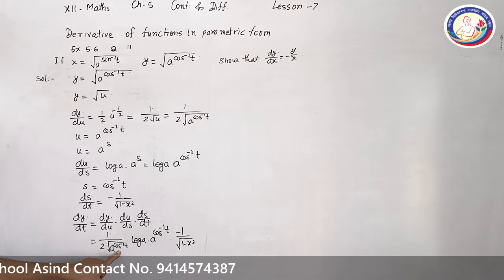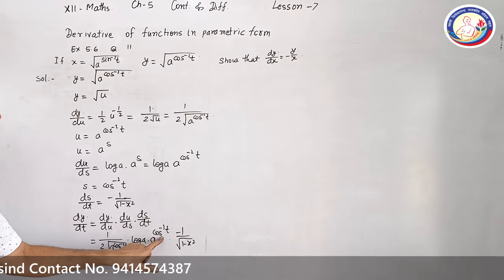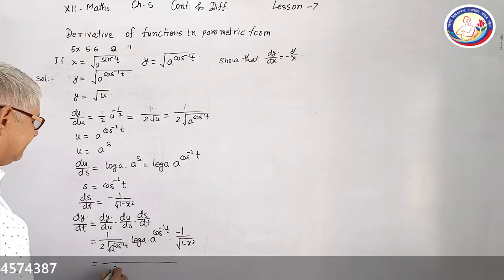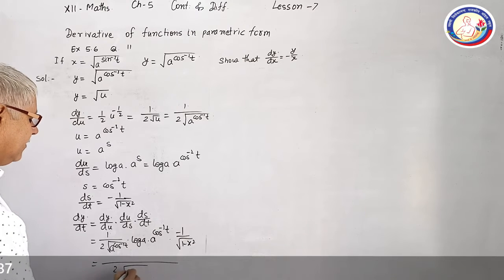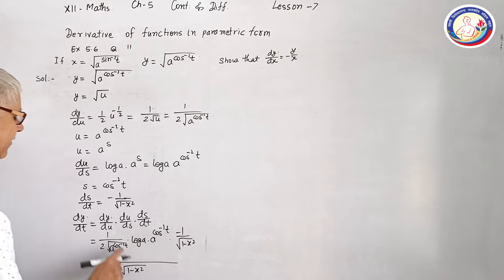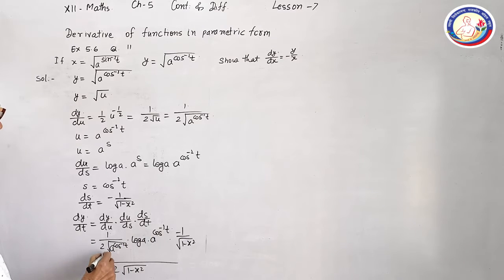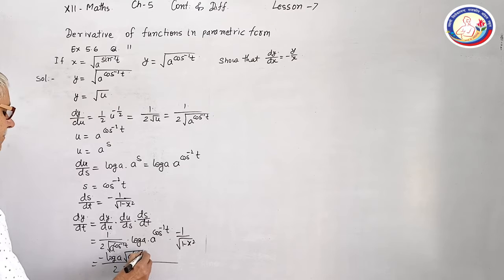Now this is half power and this is power 1. So on simplification we shall have, in the denominator, 2 square root of 1 minus x square, and in the numerator this cancels this and we are left with log a, with a minus sign because here it is minus, and square root of a raised to power cos inverse t.